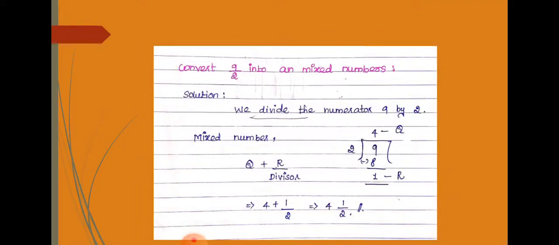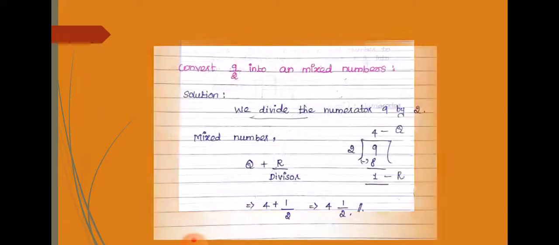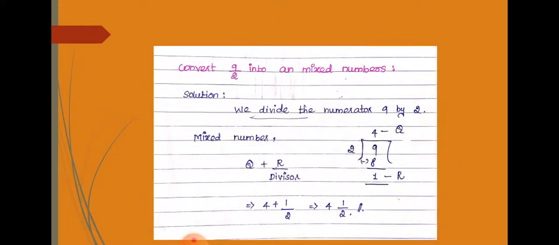Here convert 9 divided by 2 into a mixed number. This is an improper fraction. How do you say this is an improper fraction? Yes, the numerator is the bigger number and the denominator is the smaller number. So this is called an improper fraction. Now that improper fraction we are going to change into a mixed number.